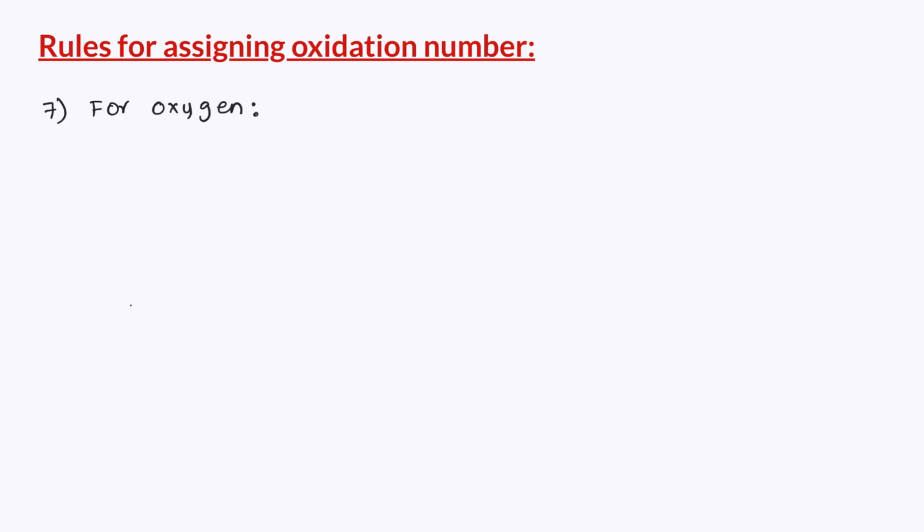Rule number 7. For oxygen, there are several different possibilities. The oxidation number of oxygen is equal to -1 in peroxides. The following is the structure of hydrogen peroxide. The single bond between the two oxygen atoms is called a peroxy bond.